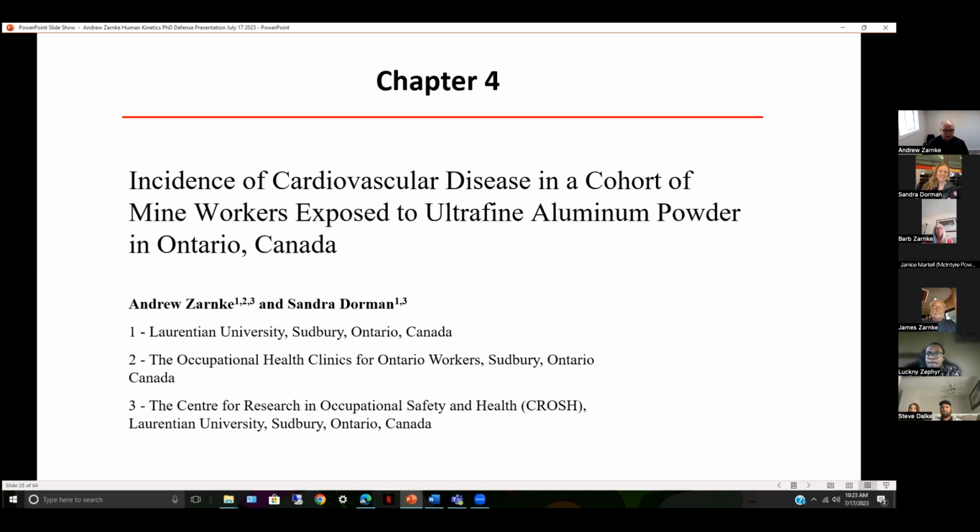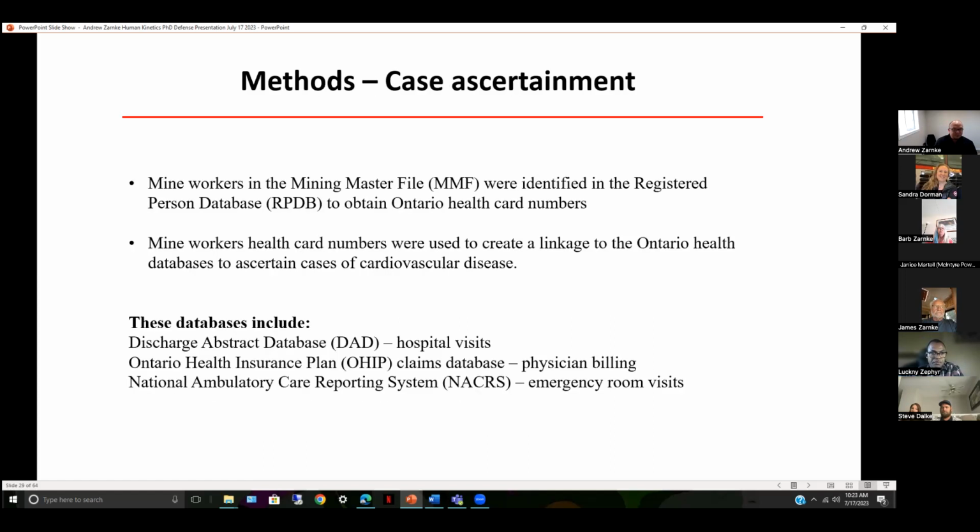Chapter 4 describes the incidence of cardiovascular disease in a cohort of mine workers exposed to ultrafine aluminum powder. So the first thing we had to do was link the miners in the mining master file to the registered persons database. This allows us to obtain health card numbers, which allows us to draw the linkage to the Ontario health databases to ascertain cases of cardiovascular disease.